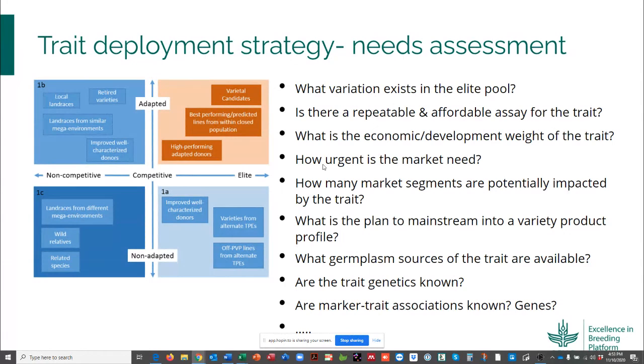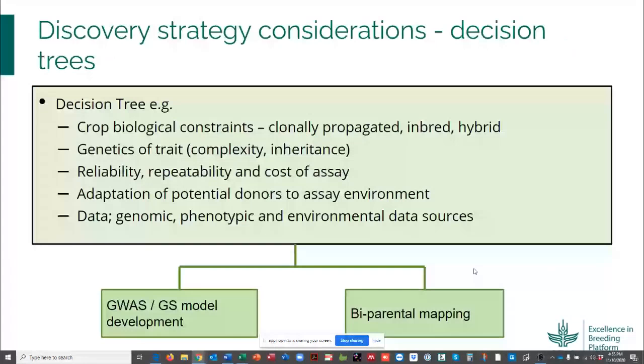Are trait genetics known? Are marker trait associations or genes known? And there are many other questions that we can start to put in here. What we need to start thinking about is how we strategize this questioning, what kind of weighting we put on various questions, really to decide first and foremost whether trait discovery and trait deployment is needed. We try to put these questions then into the framework of a decision tree. This is an example of some of the questions we could ask around discovery.